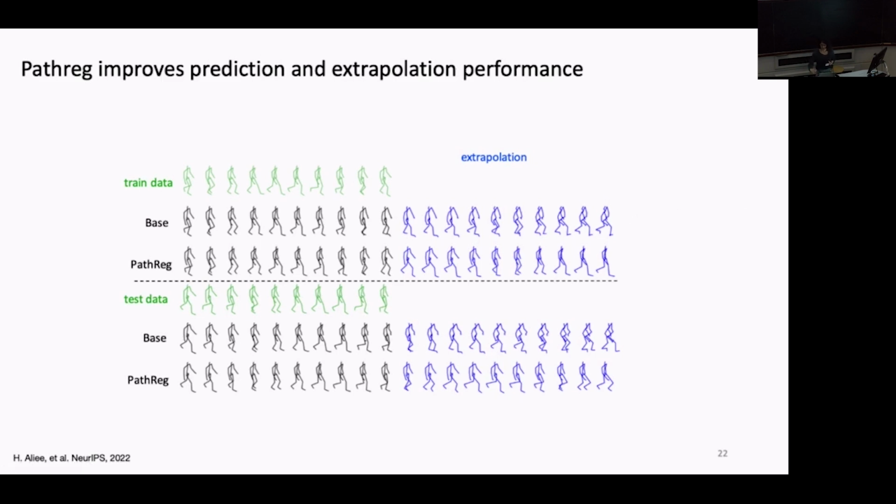And if I continue this, then at some point the person explodes. And then with the test data, this was also similar. The predictions were even worse for the base method.